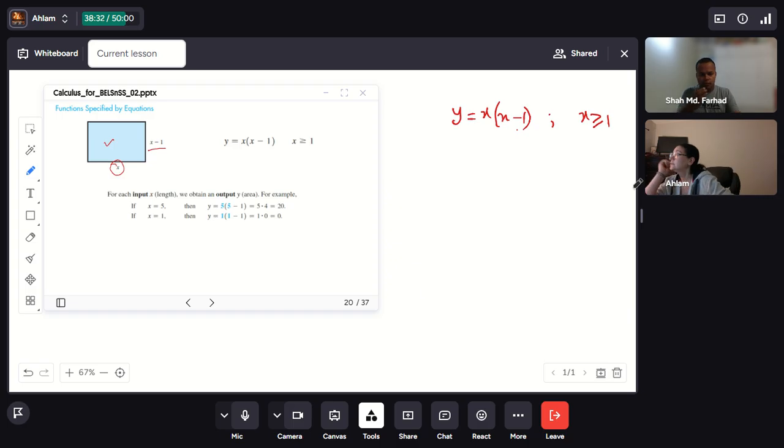since the length can't be negative, right? Even if x is 1, the width is 0, and for a rectangle, width can't be 0 either. That's why the condition for x is that it must be greater than or equal to 1.